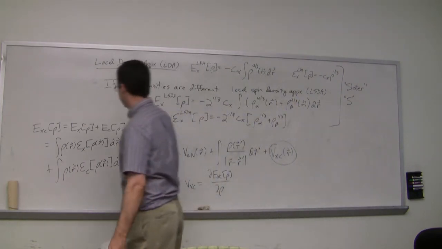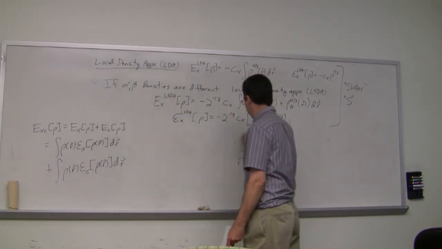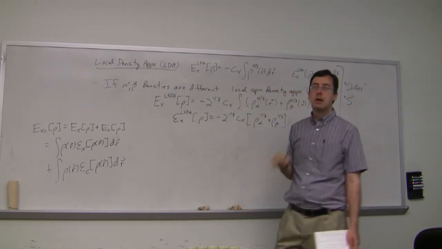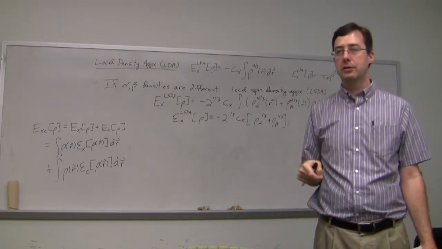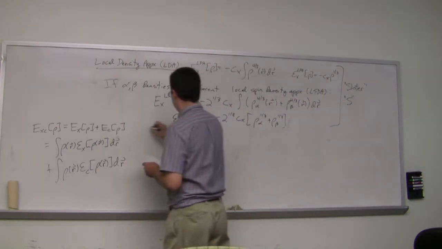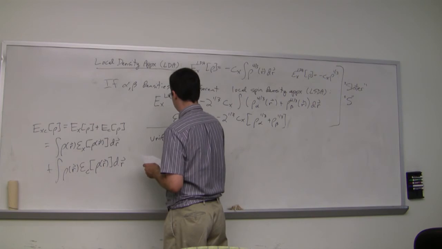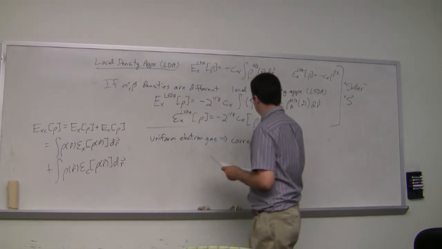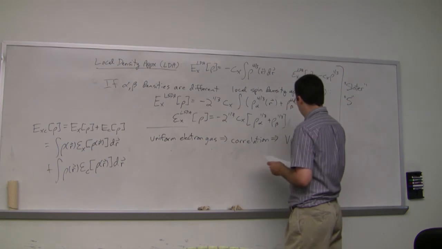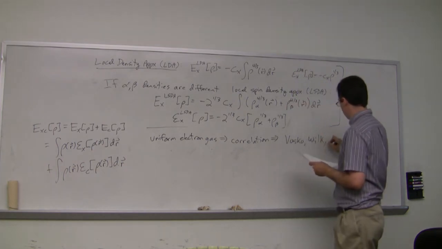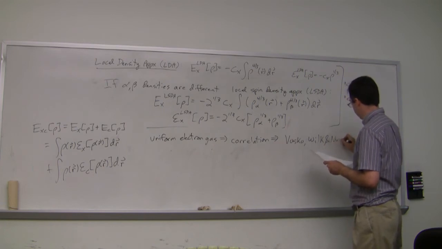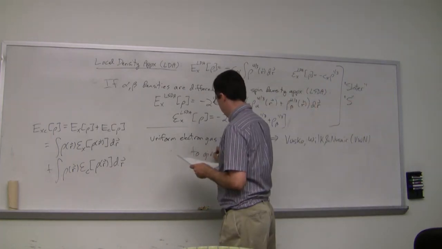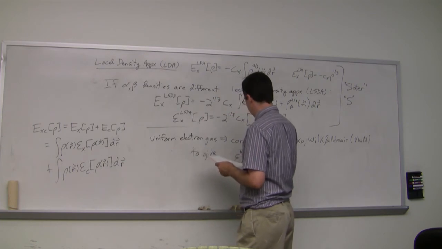And in fact, I mentioned VWN, so let me mention them some more. This was what happens if you assume a uniform electron gas and derive what the exchange energy is. What if you assume a uniform electron gas and derive what the correlation energy is? That's been done. So this uniform electron gas, if you derive the correlation energy, you can work that out. And this was done by Vosko, Wilk, and Nusair, VWN, to give the VWN correlation functional.